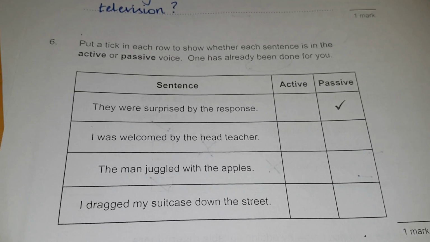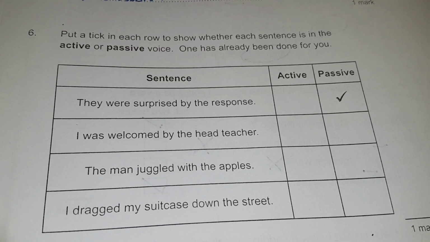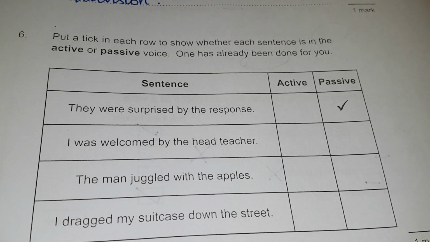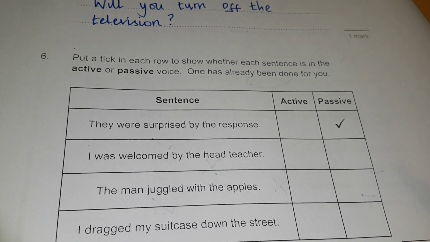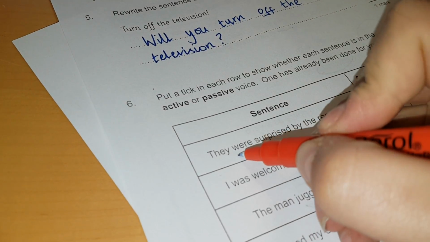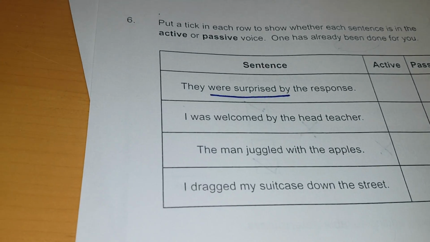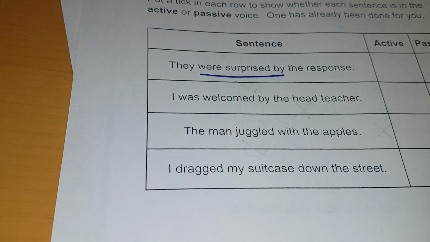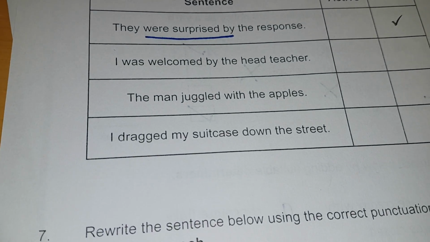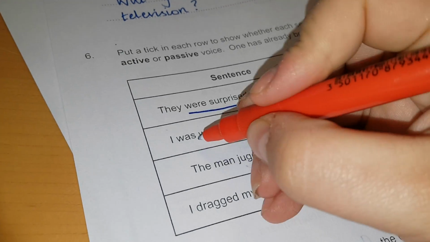Number 6. Put a tick in each row to show whether each sentence is in the active or passive voice. One has already been done for you. They were surprised by the response. That's passive because instead of a verb, we have a verb phrase: were surprised by the response. If that was in the active voice, it would be the response surprised them. I was welcomed by the head teacher. Well, let's underline either the verb or the verb phrase.